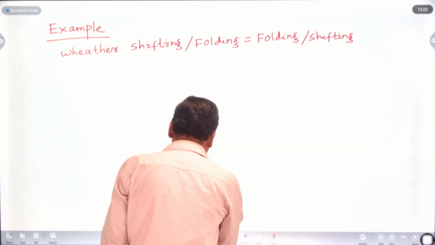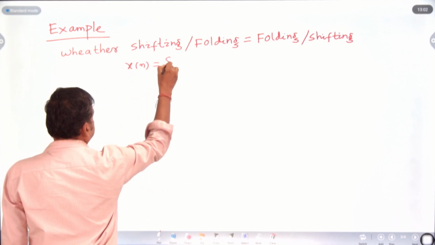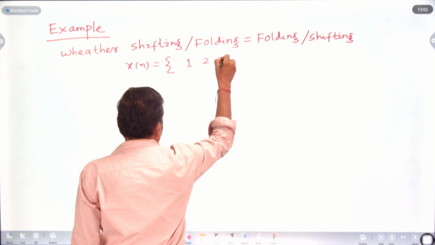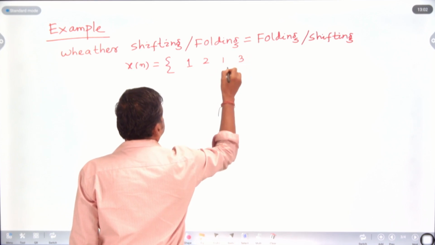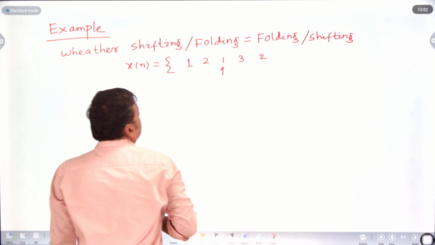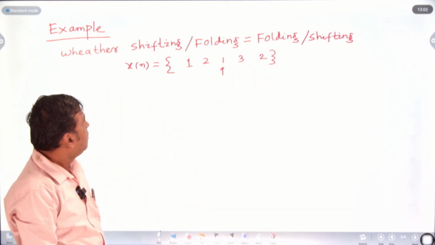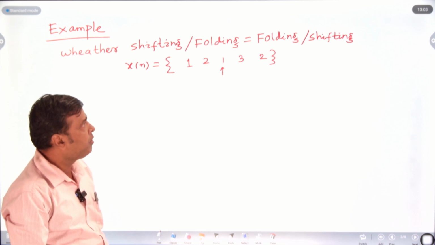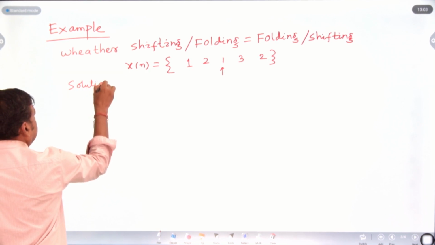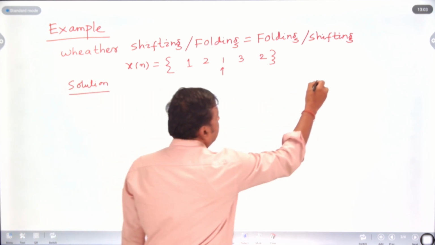And suppose a discrete signal x of n is given. I can say that it is 1, 2, that is 1, 3, and this is let 2 here. x of n is given, we have to check whether shifting and folding and folding and shifting of x of n are commutative or not. What we will do? Solution. Here x of n is given. This is your x of n.